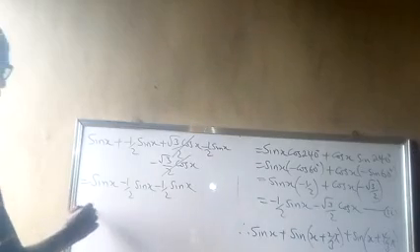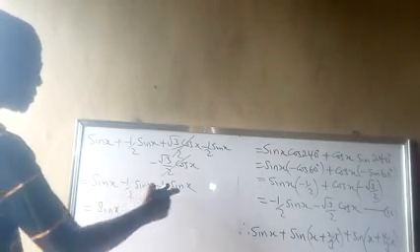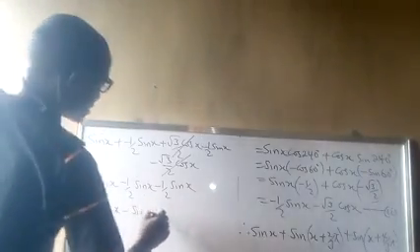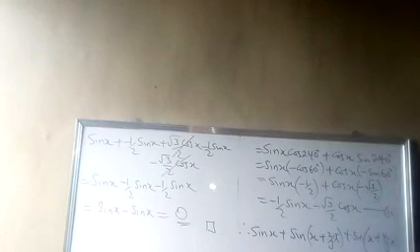And so sine x, minus half minus half is minus 1. Minus 1 times sine x is minus sine x. So sine x minus sine x is equal to 0. So we have established what we had to establish here.